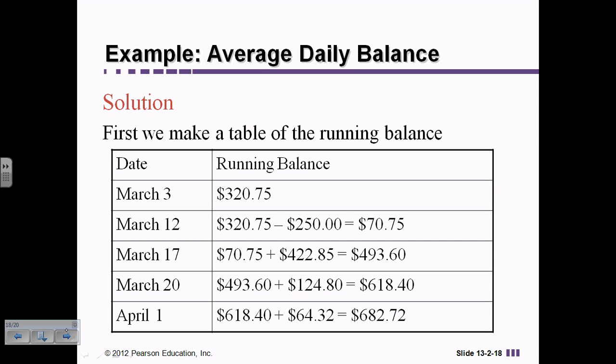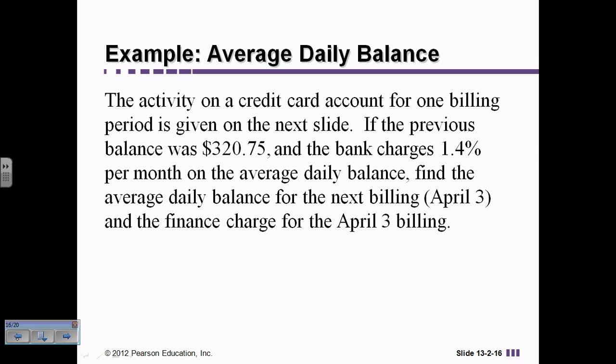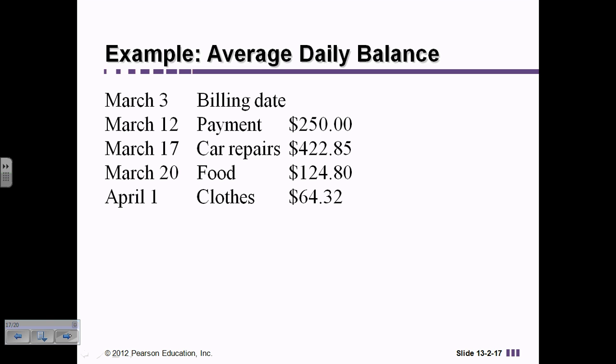So here's a table that sort of starts it all off. I think I accidentally skipped a slide a couple back here, so let me just go back. Okay, so we have this credit card example. This is what we were just looking at. The balance starts at $320.75. The bank charges 1.4% per month on the average daily balance. Find the average daily balance for the next billing cycle through April 3rd. Okay, so on this very first date here, the billing date, the balance is starting off at 320.75.